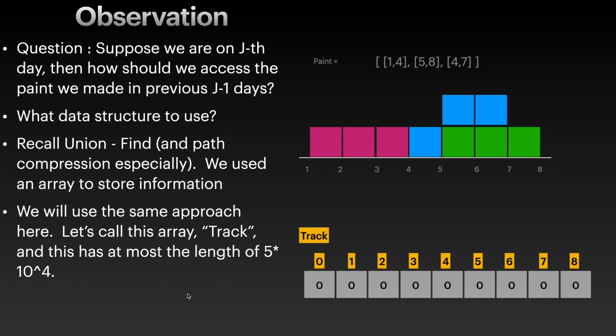And so let's create an array. Here I just said track is an array. In this example, because the largest element is 8, we have 0 through 8, right? So we have 9 elements. Just for illustration purposes, in this example track only has 9 elements. But for this problem, in my code I just set track to be 0 times 5 times 10 to the power of 4. That's just something that you have to keep in mind. All right, so with that being said, how should we solve this problem?